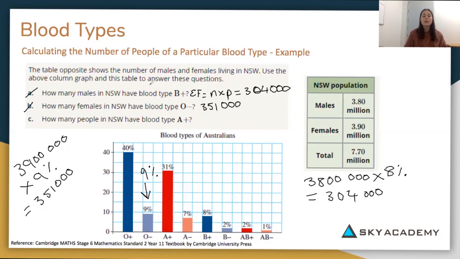And finally, how many people in New South Wales have blood type A positive? Firstly, we'll go to our column graph and we'll go to A positive, which is here with 31%. We're trying to find the general amount of people in New South Wales who have A positive. So we're not separating between females and males. We want the total amount of people, so we're going to use 7.7 million. I'm going to do that down here.